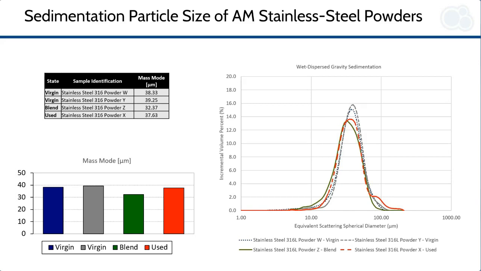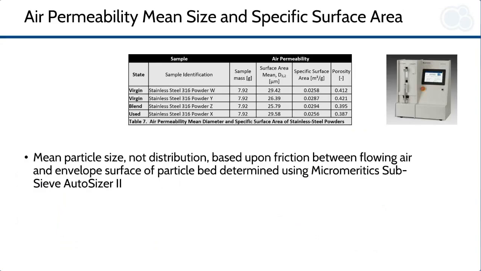The modal diameter, representing the maximum of the incremental distribution, is shown in the table and chart on the left. These tend to track with the increase in fine particles for the used powder. Air permeability analysis performed using a Micromeritics Sub-Sieve AutoSizer 2 can provide a mean particle diameter, but not a full particle size distribution, as well as an envelope-specific surface area.